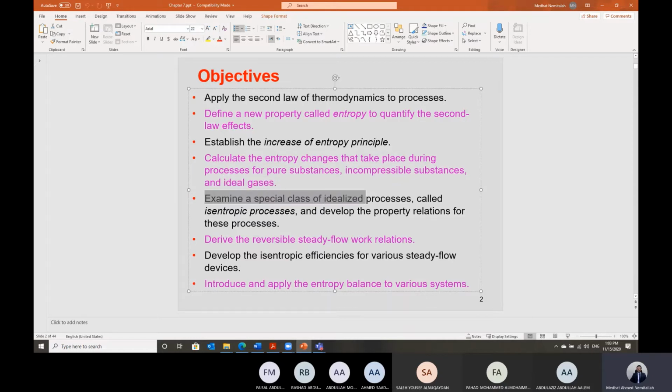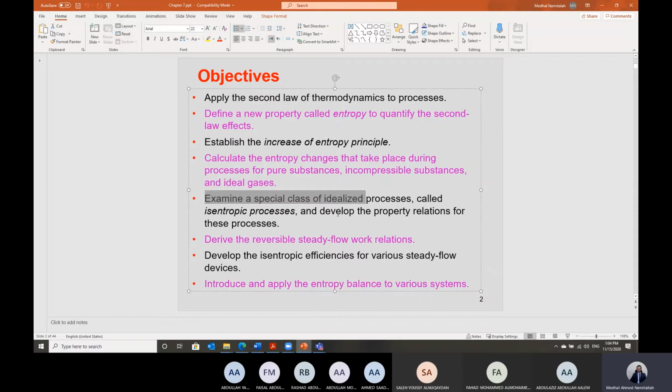Also, we'll examine the special idealized process, which is called the isentropic process. An isentropic process, shabab, is a reversible process. We don't have any kind of losses, and the process is also adiabatic. So adiabatic and frictionless, we call it an isentropic process. So the isentropic process is a kind of reversible process in which you don't have any kind of losses.